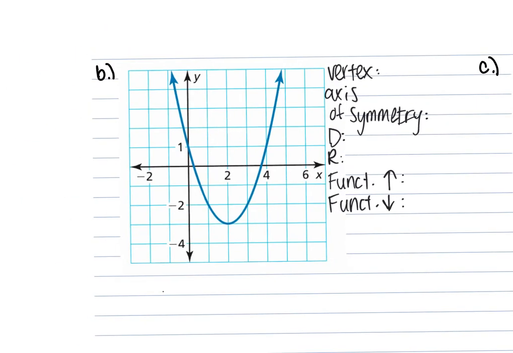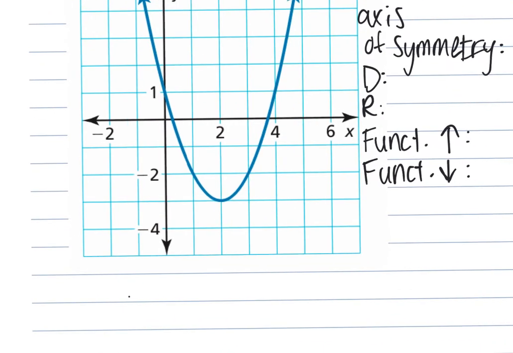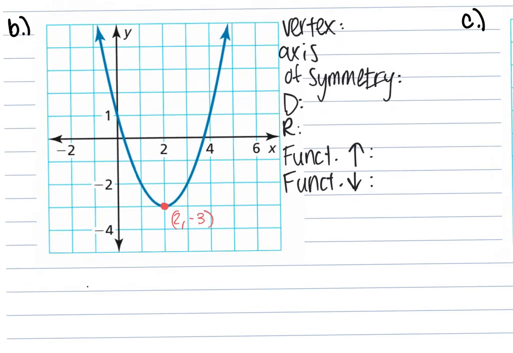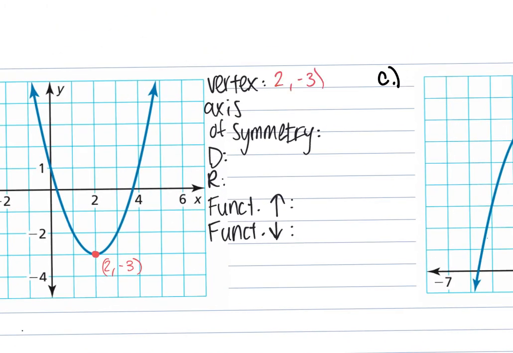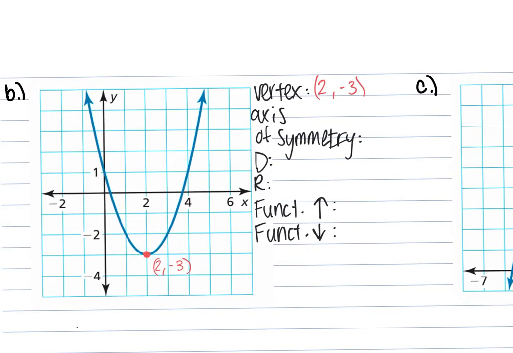Where is the vertex for example B? Shayla? 2 comma negative 3. Very good. Okay. It's at the bottom of your graph, at the lowest point, which is 2 comma negative 3. That is our vertex. Where is the axis of symmetry? Ronnie? Very good. At x equals 2. Draw a vertical line down x equals 2. Now, you'll notice the vertex, the x-coordinate, is the same as the axis of symmetry. Do you guys see that?